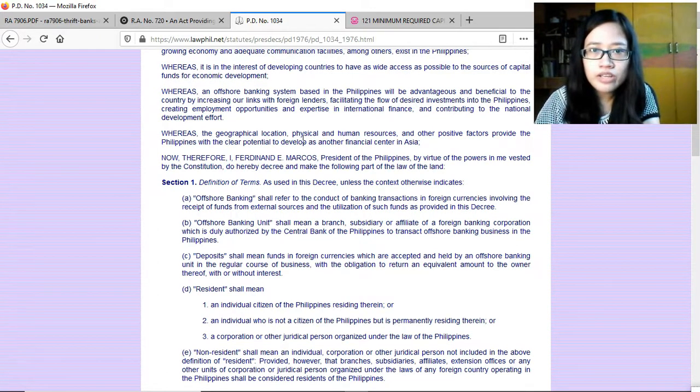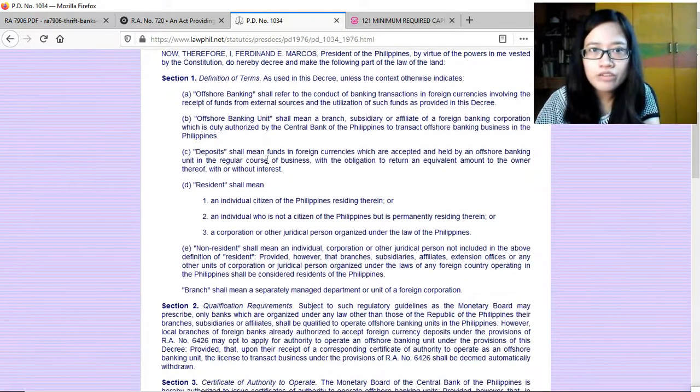Whereas the geographical location, physical and human resources, and other positive factors provide the Philippines with the clear potential to develop as another financial center in Asia. Now, therefore, the President of the Philippines, this was issued by President Marcos.